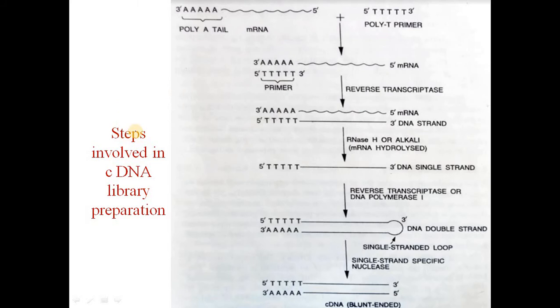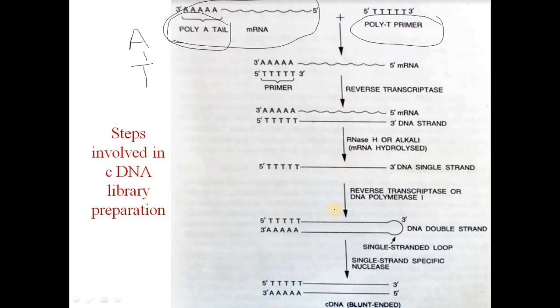So for construction of a cDNA library, we have to use a primer first, and this is a poly T primer, or poly T oligonucleotide. Why is this used? Because the mRNA which we are using has a poly A tail. Obviously we know the structure of DNA, that A pairs with T. That's why the poly A tail of the mRNA pairs with the poly T primer.